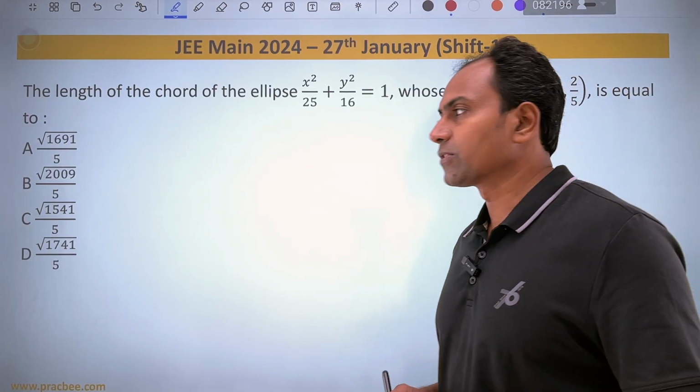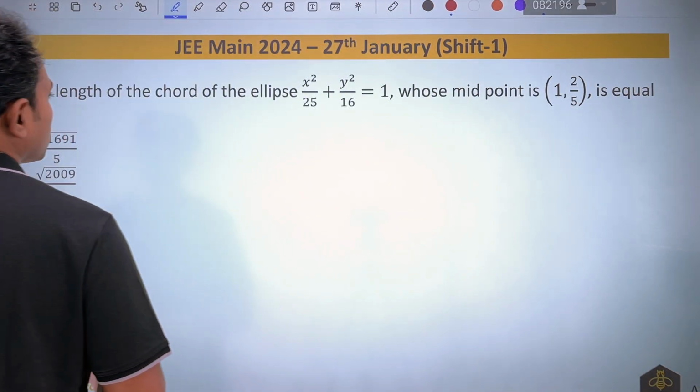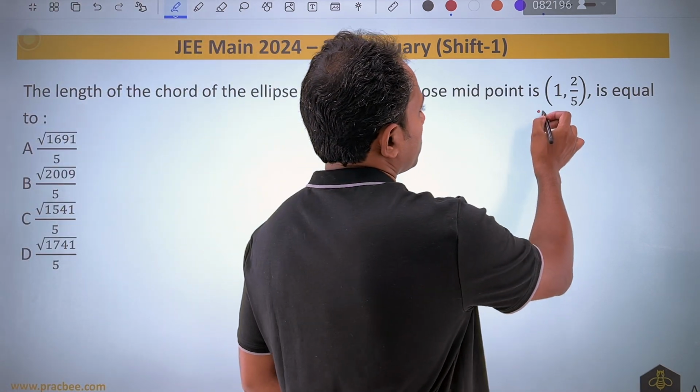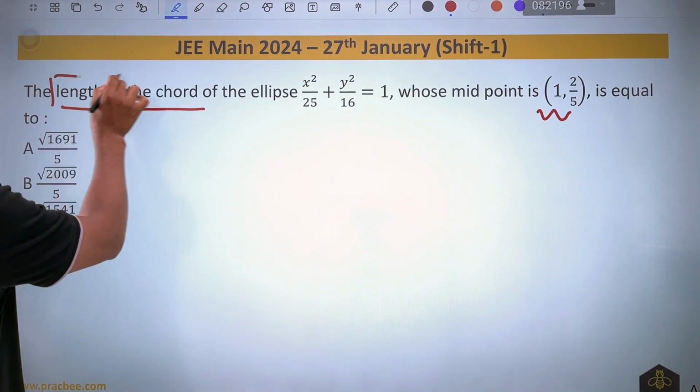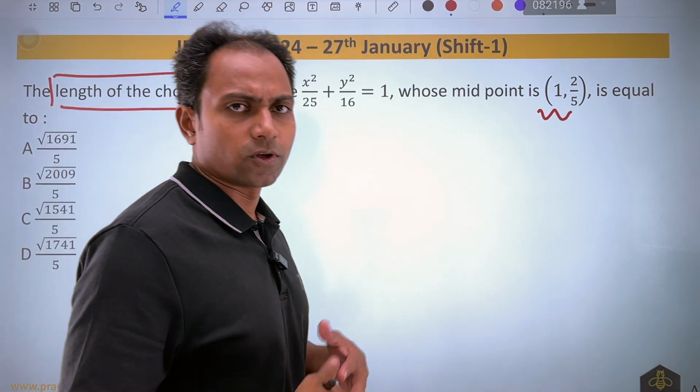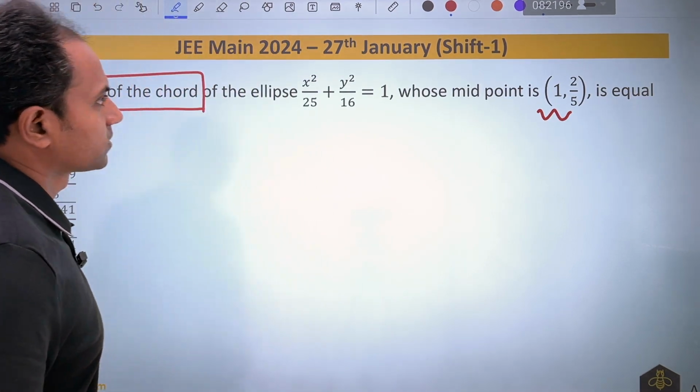Now the 2021 question says that they have given a chord whose midpoint is given to us. We will have to find the length of the chord. See, here there is no shortcut or property like in parabola to find it. There is no formula. We'll have to do it from the basics.